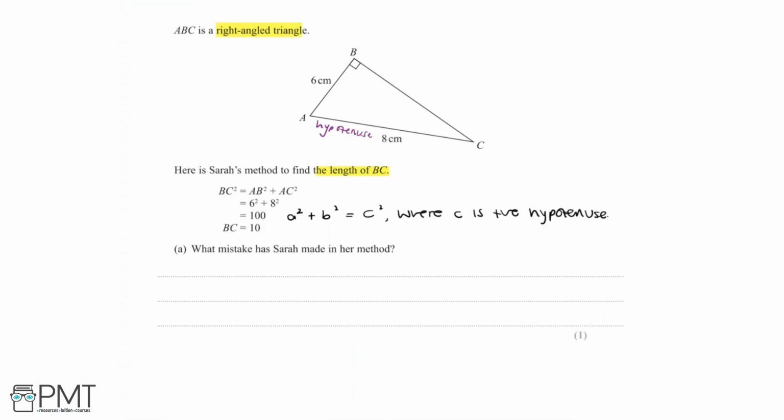Now let's take a look at what Sarah has done. She said that BC squared is equal to AB squared plus AC squared. And so she's taken the length BC to be the hypotenuse. Now this is incorrect, because we know that the hypotenuse is the length AC. And so the mistake Sarah has made in her method is that she said that BC was the hypotenuse, when really the hypotenuse is the length AC.